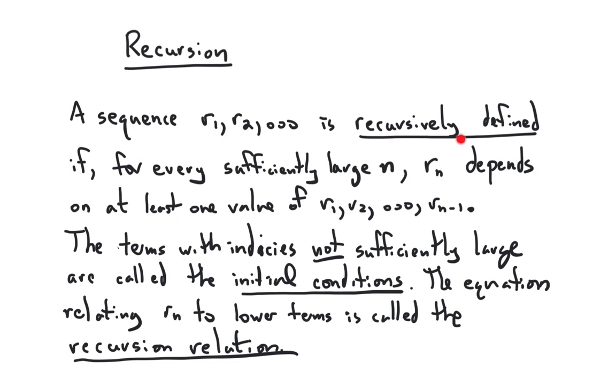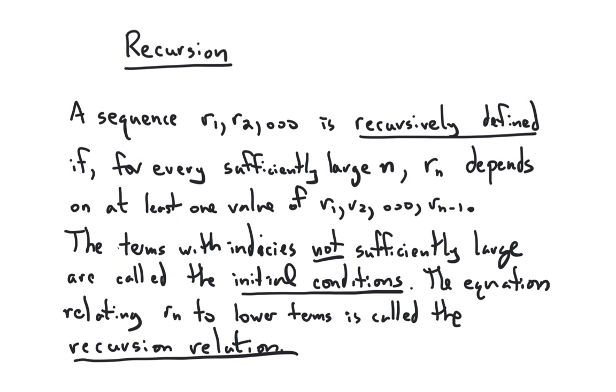We'll call it recursively defined if, as long as n is big enough, so not counting the first few terms, Rn depends on at least one value of the terms that come before it. So Rn is defined by some relation on R1, R2, up to Rn minus 1. And that might not include all of them, but it'll include at least one.